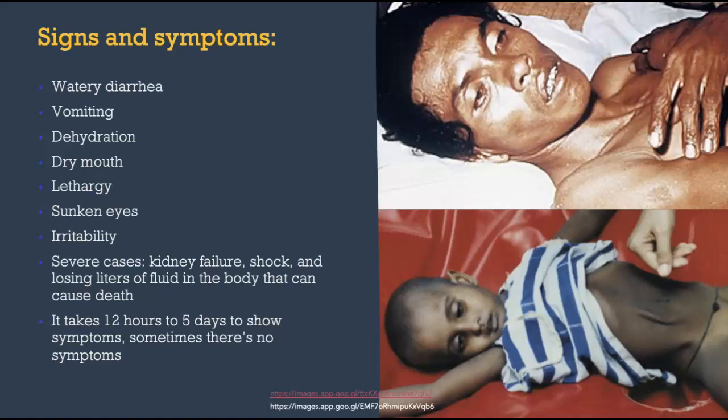In extreme cases, patients can lose liters of fluid from their body through watery diarrhea for several days, which can lead to death. These 2 photos are examples of what severe dehydration would look like. You can see the sunken eyes and the folding of the skin on his abdomen.